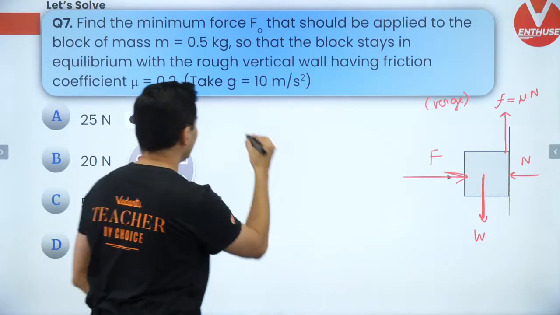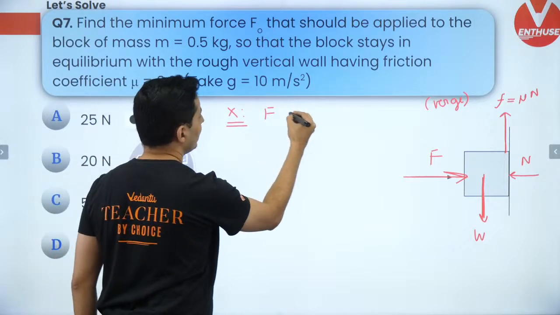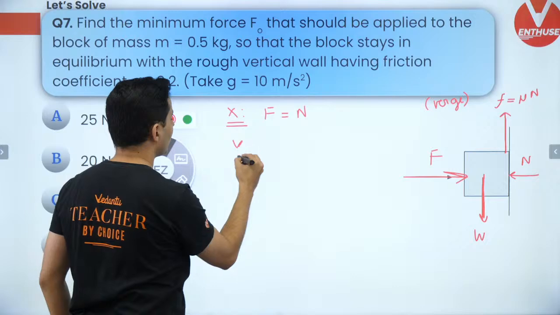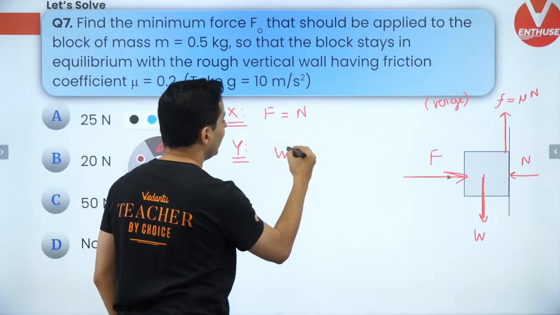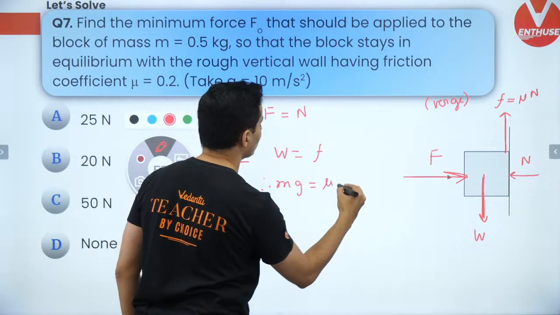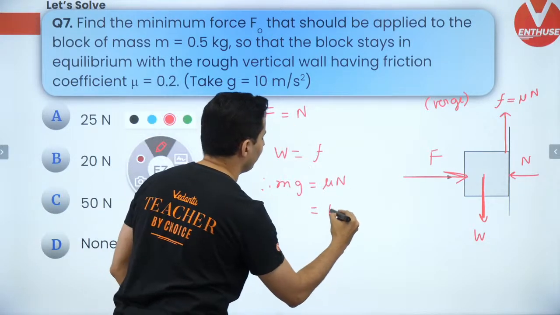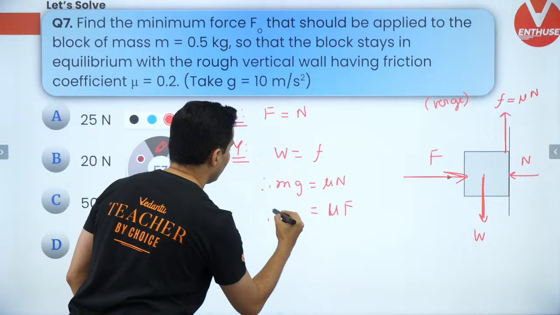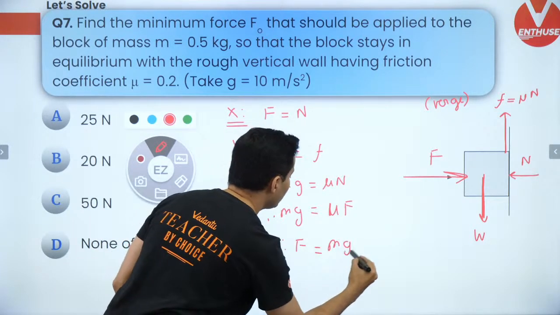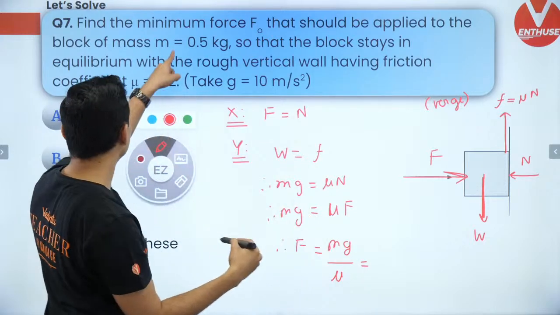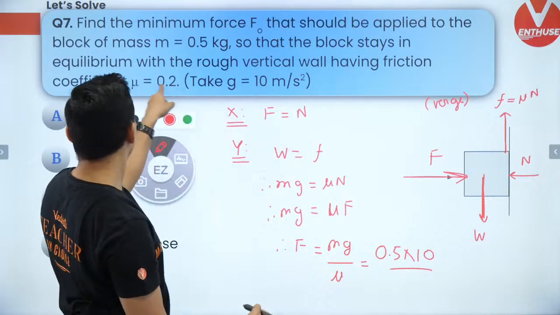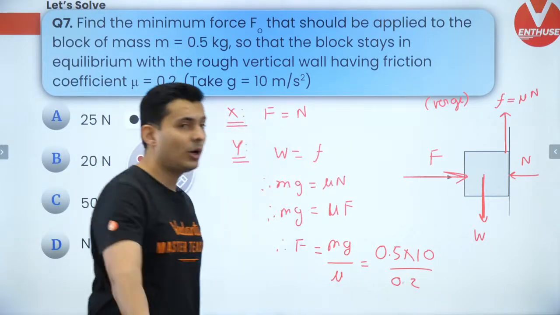Now in the x direction, F is equal to the normal force. In the vertical direction, the weight is equal to the frictional force. Therefore mg is equal to mu times n, but n is itself F. So mg equals mu times F, and the force will be mg by mu. Now substitute the values. Mass is 0.5, g is 10, and mu is 0.2.